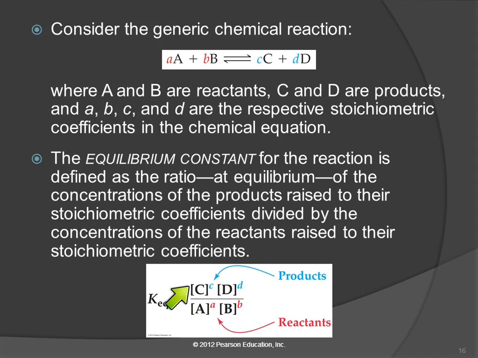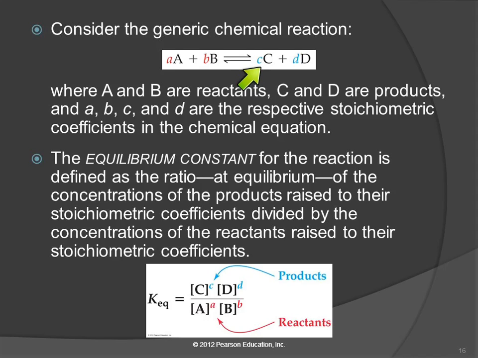So the concentration, when we put brackets around something like this, we mean the concentration in moles per liter, and we'll talk more about that concentration unit in another chapter. But brackets around a chemical formula just mean the concentration. So it's the concentration of C raised to the power of its exponent. There's the coefficient, so raised to the power of its coefficient.